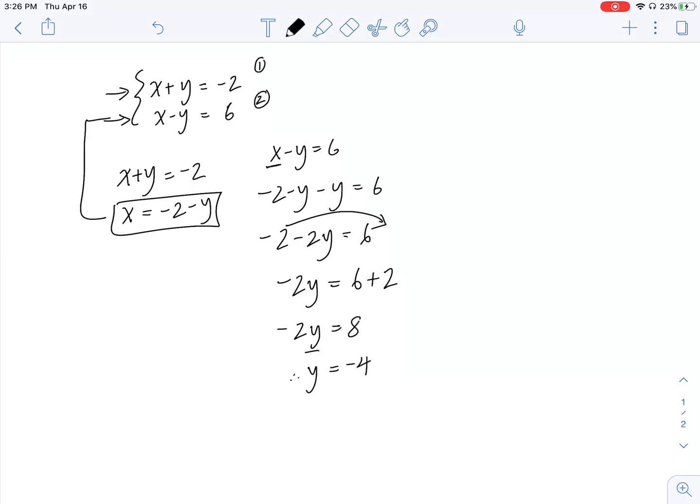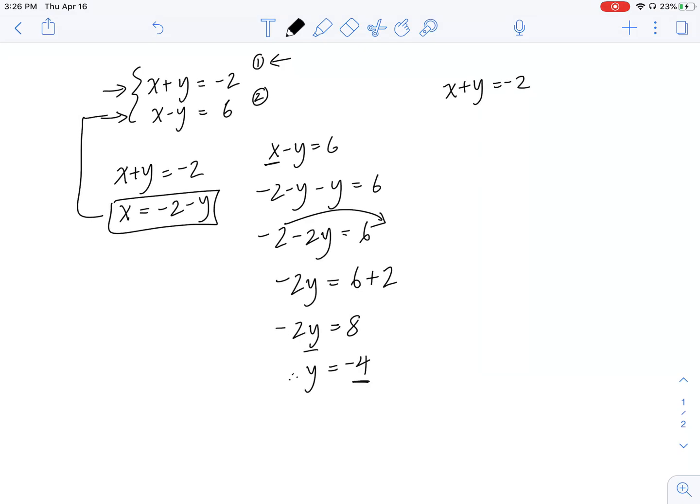Now that we have a value for y, we can plug that back into equation 1 and solve for x. x + y = -2, but instead of y, let's use -4. x - 4 = -2. Therefore, x equals, bring over the -4 to give you -2 + 4, x = 2.